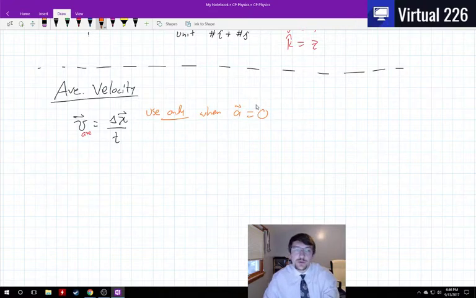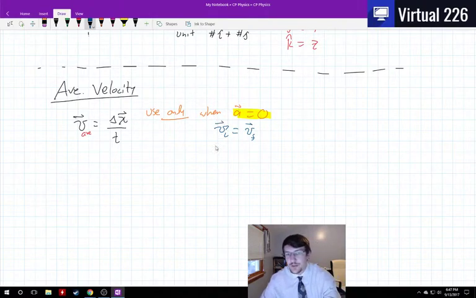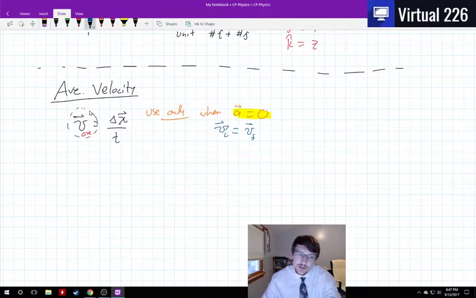And the reason why we do that, which we saw in the lab, is because when the acceleration is 0, the initial velocity and the final velocity are the same. So the average is the initial or the final. That doesn't matter. Every point in this is the same if your acceleration is 0. Okay? So we need to be careful about that for this average velocity. That's technically what this is telling us.